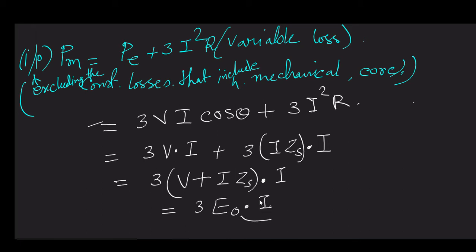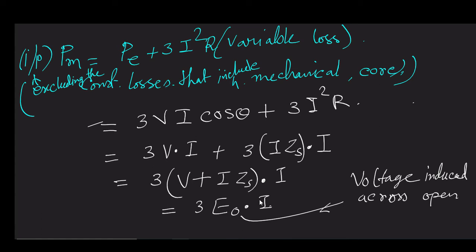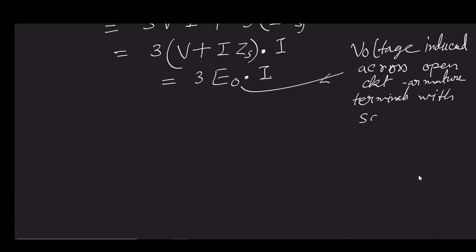E naught is our voltage induced across open circuit armature terminal with the same level of excitation. So this is 3 E naught I.